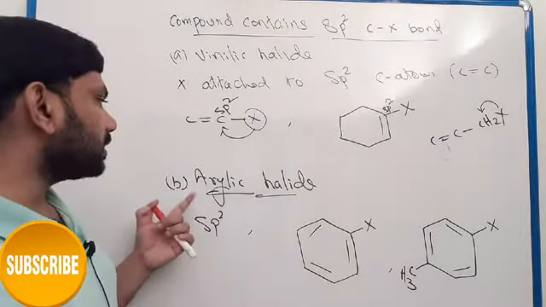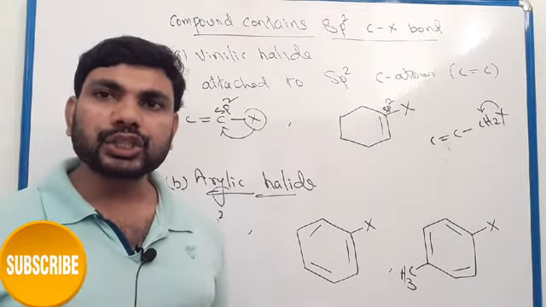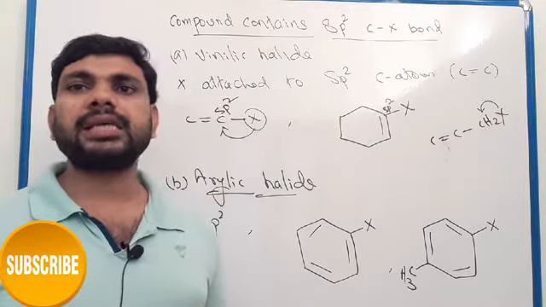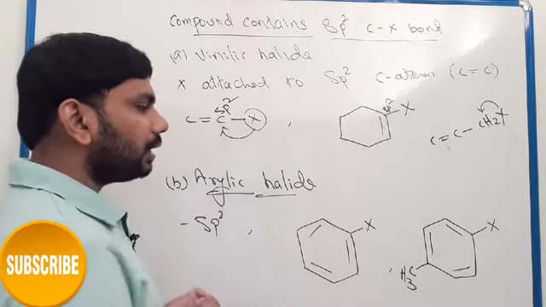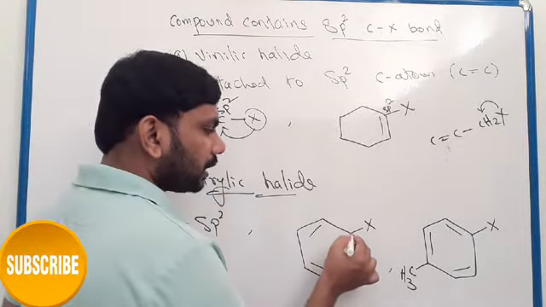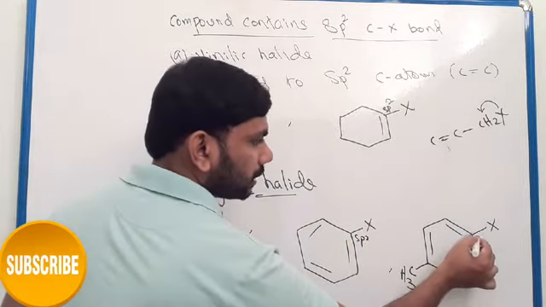Next one we have to discuss here, arylic halide. Arylic halide means halogen directly attached to a benzene ring. Halogen directly attached to a benzene ring. Okay, so here this is halogen attached carbon, this carbon also here is sp2 hybridization.